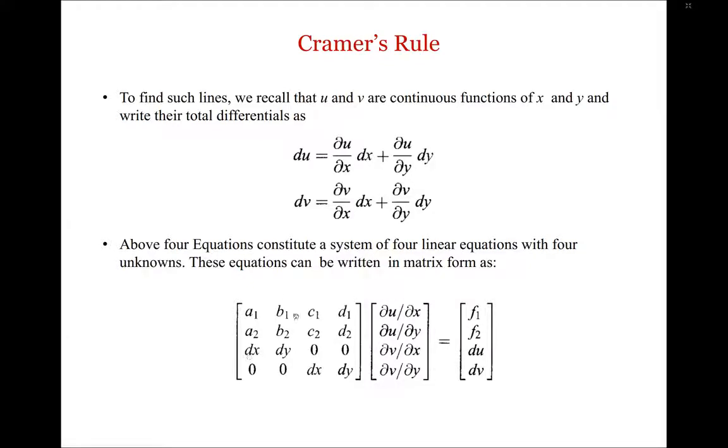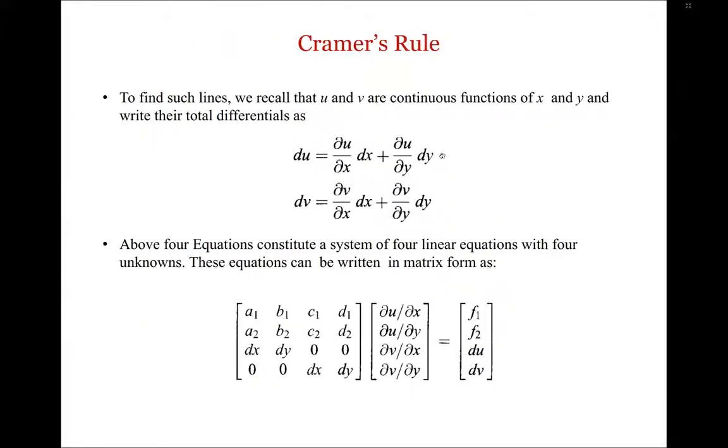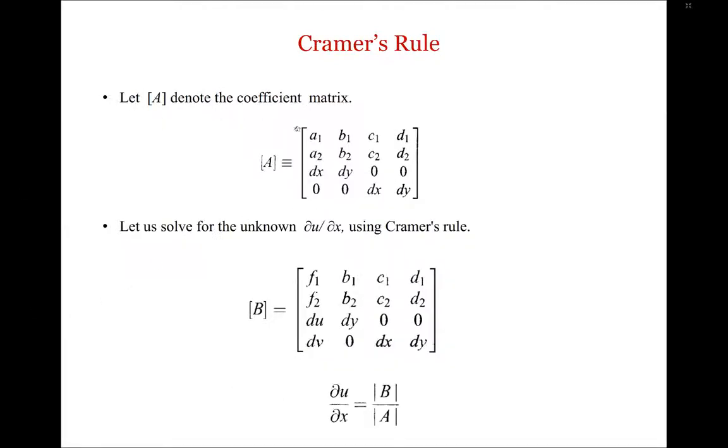du by dx is dx, and du by dy is dy, and no dv by dx, so it must be 0, 0. Now dv by dx equals dx, and dv by dy equals dy. In this case it is 0, 0 because there is no du by dx and du by dy. They are equal to f1, f2, and in this case du and dy. So put them in matrix notation.